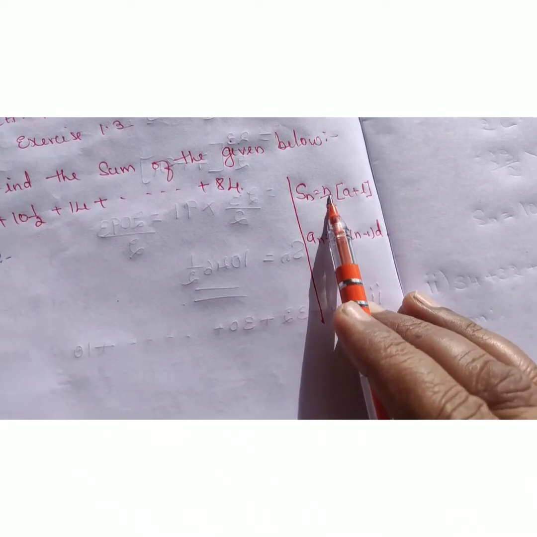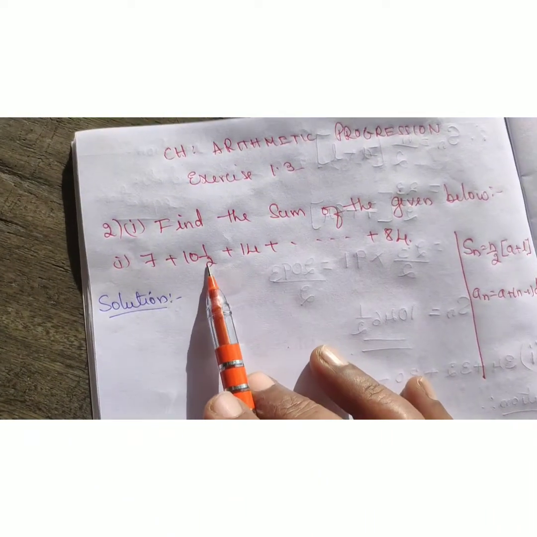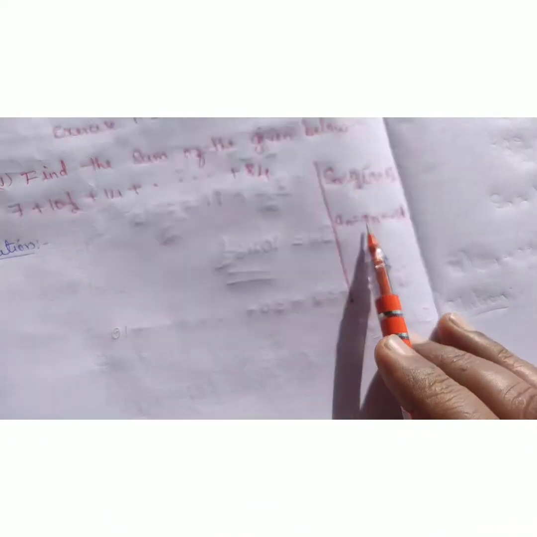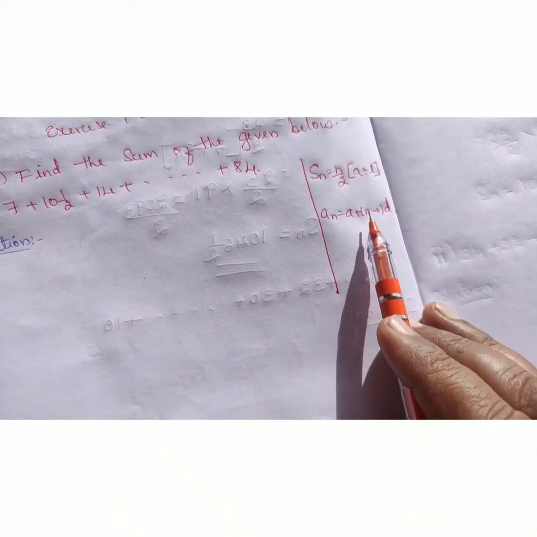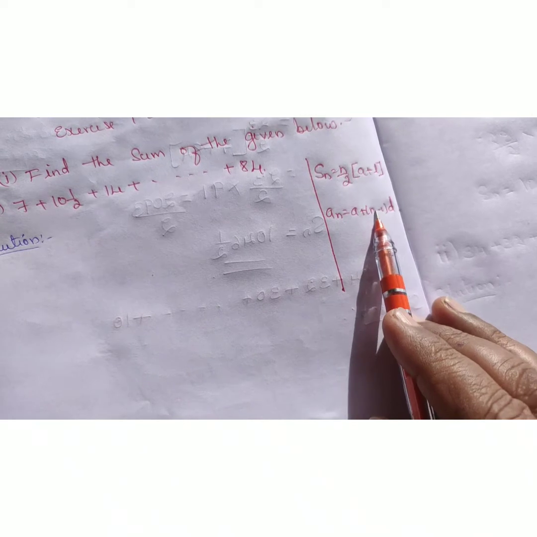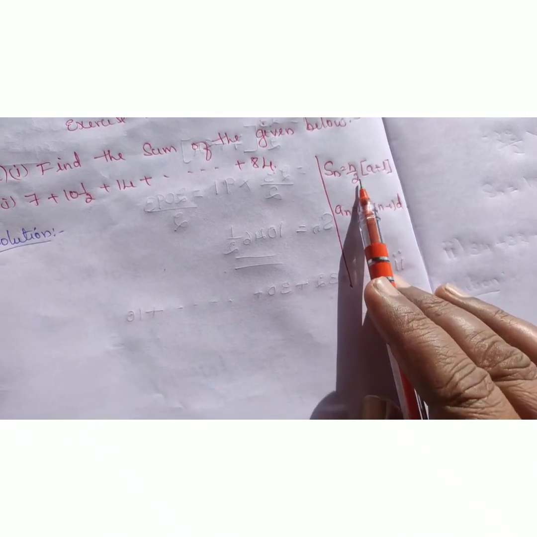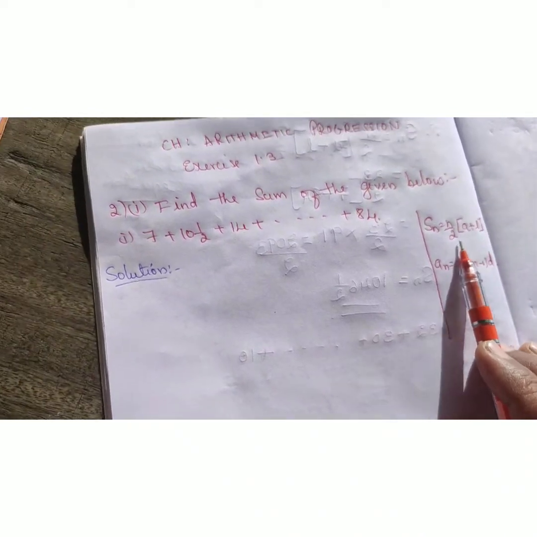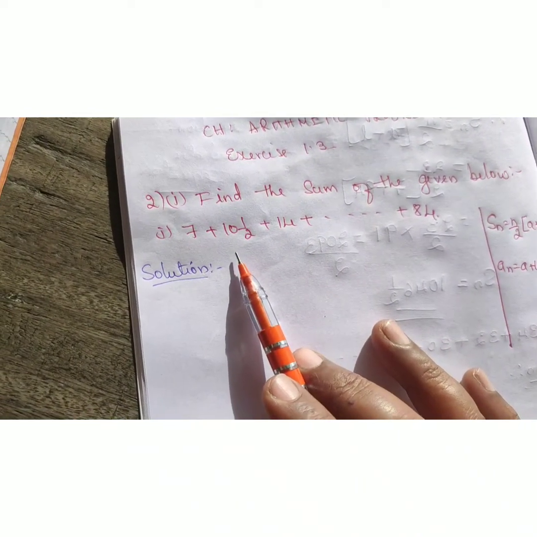But we don't know what n is. How many terms are there in this AP we don't know. So we need to apply the formula an is equal to a plus (n minus 1) into d and find n. Then insert that n here and you can find the sum. So first let us check whether this forms an AP.